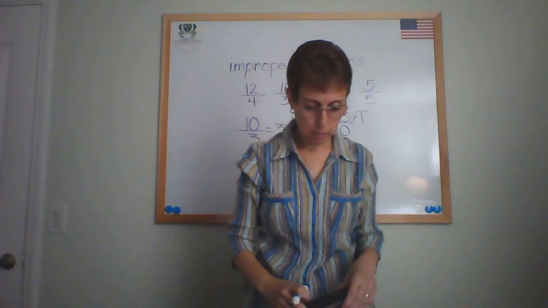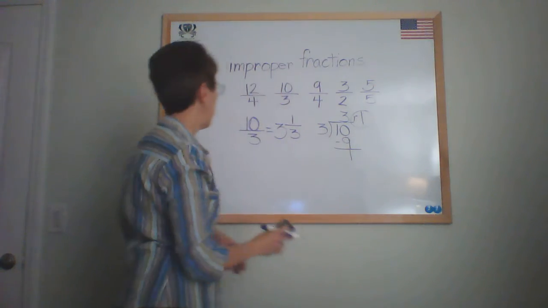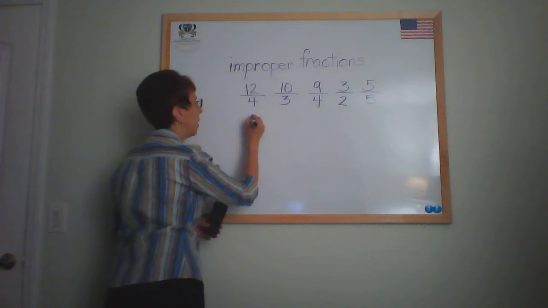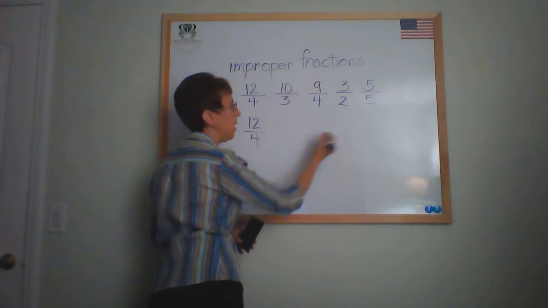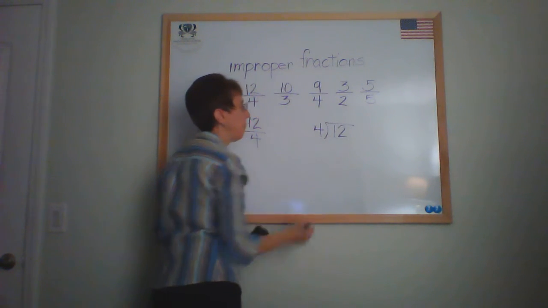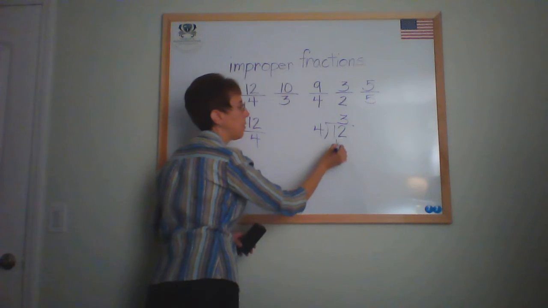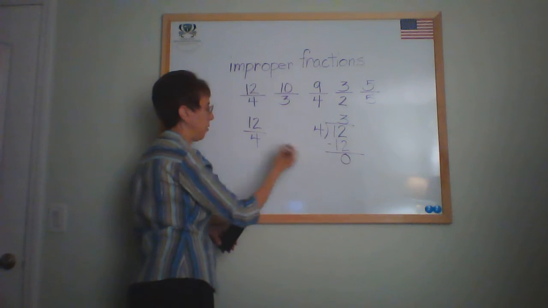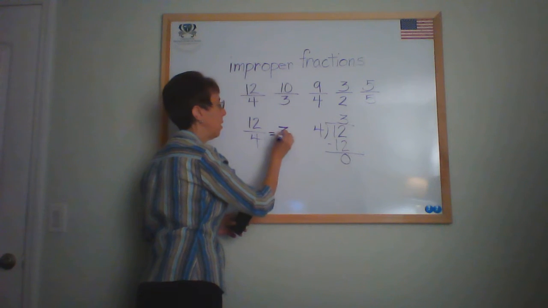And then example 3 asks you to write 12/4 as a whole number. Again, your division problem, 12 divided by 4. 4 goes into 12 3 times. 3 times 4 equals 12. And there is no remainder. So 12/4 is equal to 3.